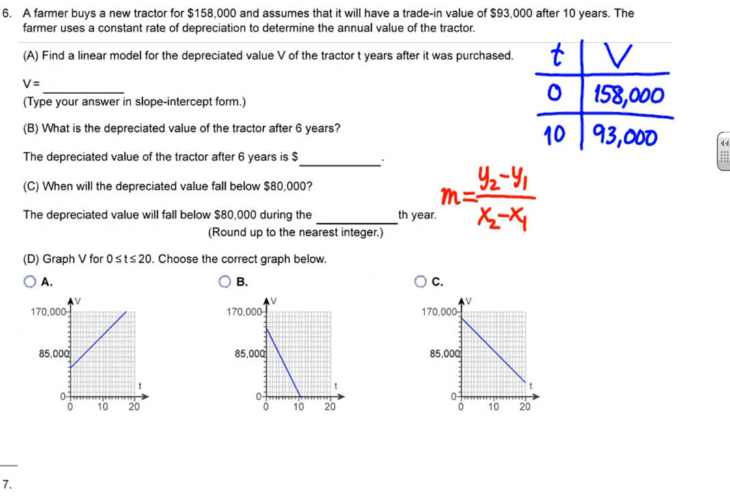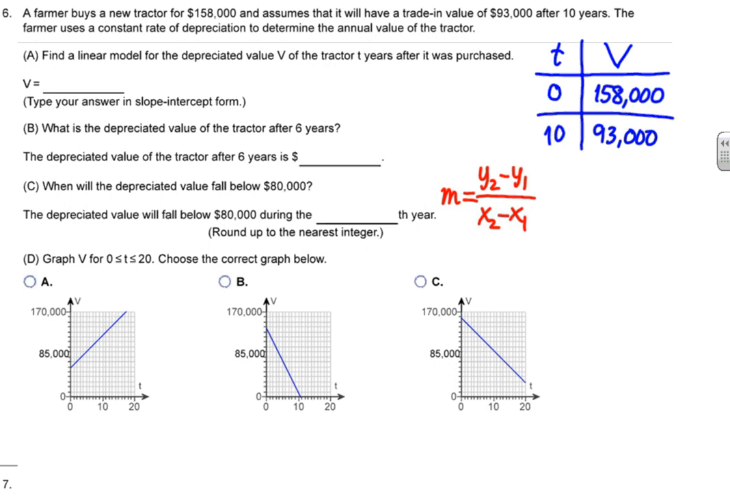Now we want to do an application problem using the slope-intercept form. A farmer buys a new tractor for $158,000 and assumes that it will have a trade-in value of $93,000 after 10 years. The farmer uses a constant rate of depreciation to determine the annual value of the tractor. So over to the right, I've already written a summary of what's going on.